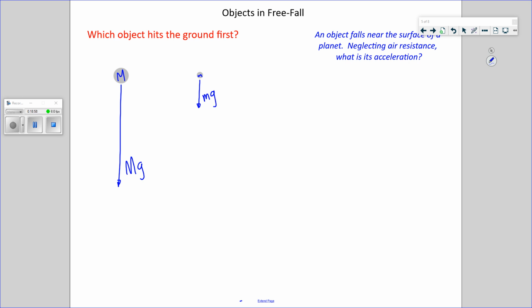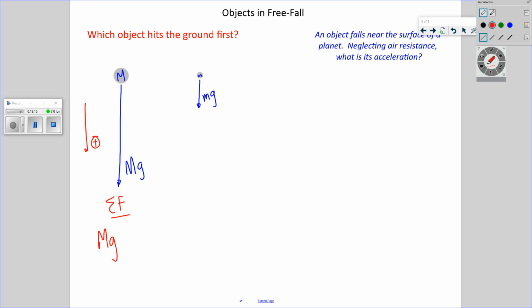Which hits the ground first? Well, clearly the big one. Look at that force. However, if we write a net force statement for each object, this says mg, and I'm choosing to call this way the positive direction because I want to. Equals, well, ma. a equals g.